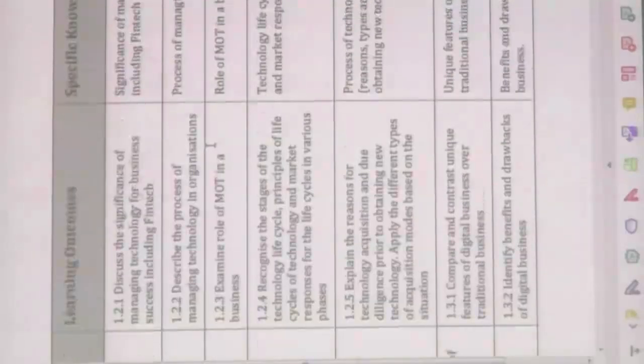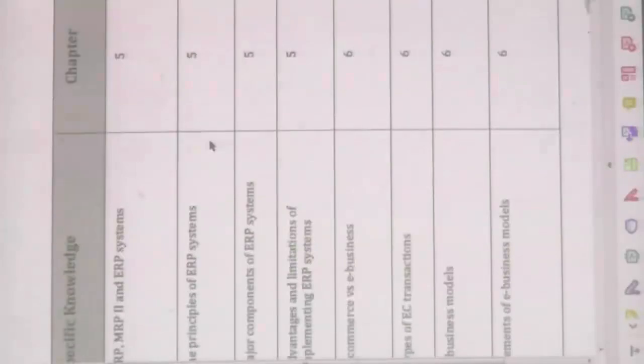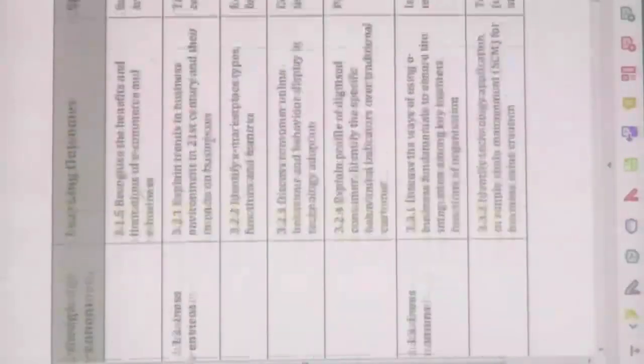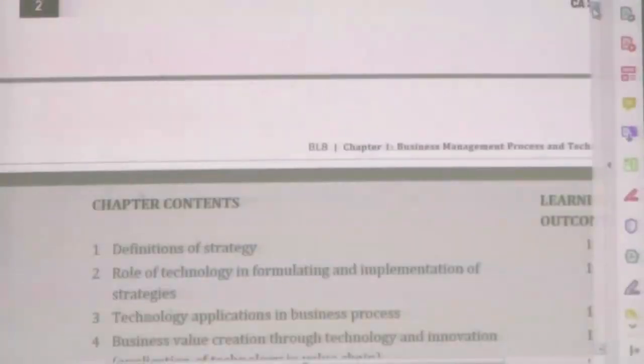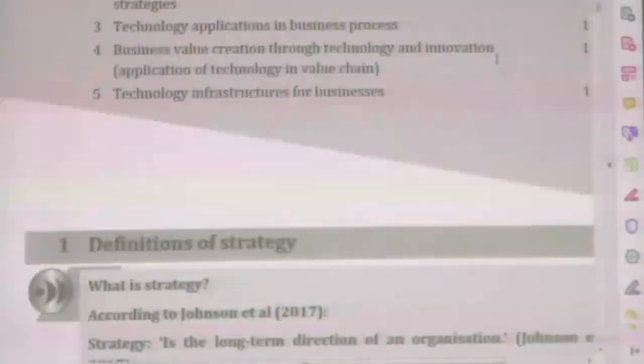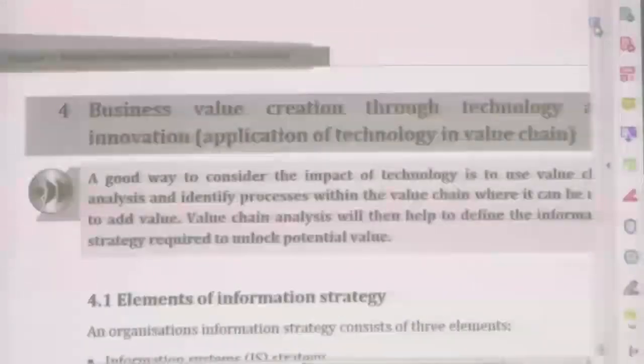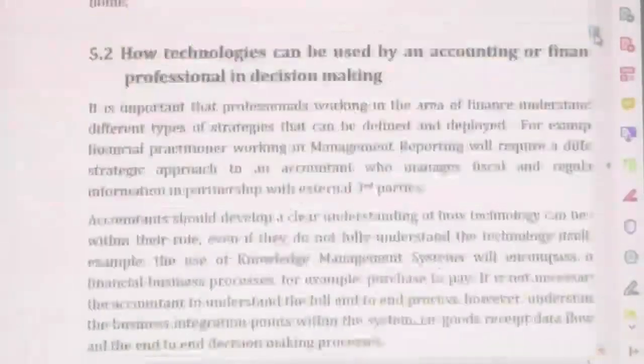I am not going to explain each and every learning outcome because it is already written in the syllabus, and you can refer to that information and get the details. Each of these chapters has content, and I will also go down a little bit.